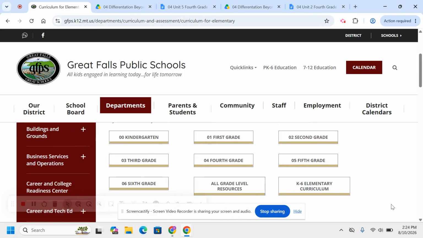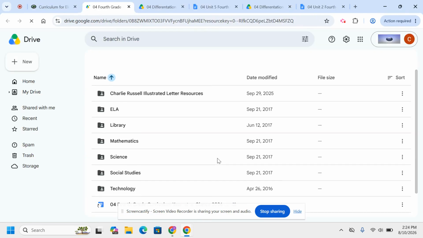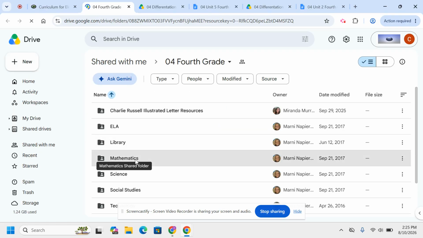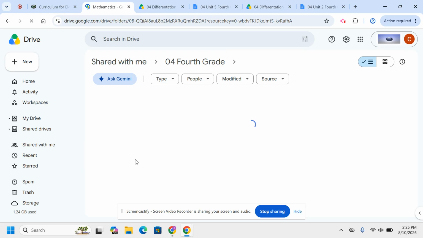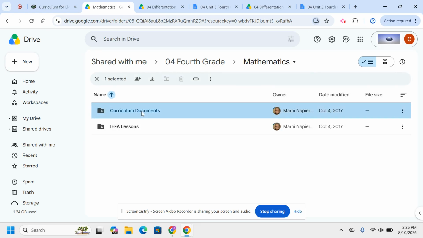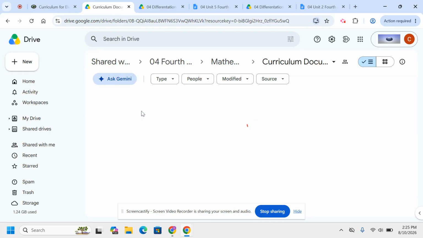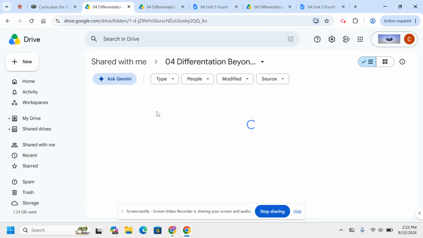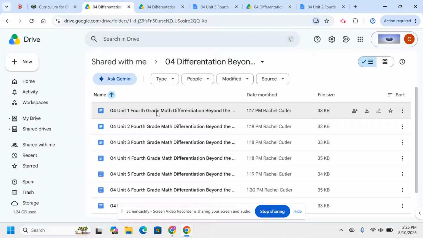So not only do you have access to your grade levels, but you could technically see everybody K-6 there. To stick with our 4th grade example, I'm going to click there. We're specifically looking at mathematics. And under that mathematics section, there's going to be other curriculum documents that we're looking for, as well as EFA lessons, but specifically we're here in curriculum documents. And you're looking for that beyond differentiation lesson calendars.